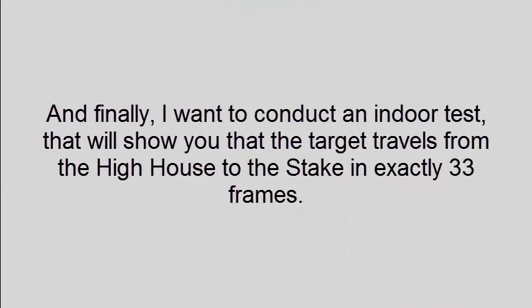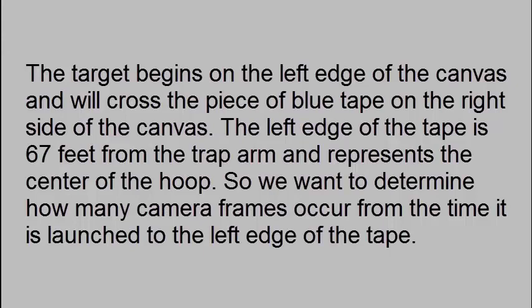And finally, I want to conduct an indoor test that will show you that the target travels from the high house to the stake in exactly 33 frames. In the following part of the video, you will find that the target begins on the left edge of the canvas and will cross the piece of blue tape on the right side of the canvas. The left edge of the tape is 67 feet from the trap arm and represents the center of the hoop. So we want to determine how many camera frames occur from the time it is launched to the left edge of the tape.